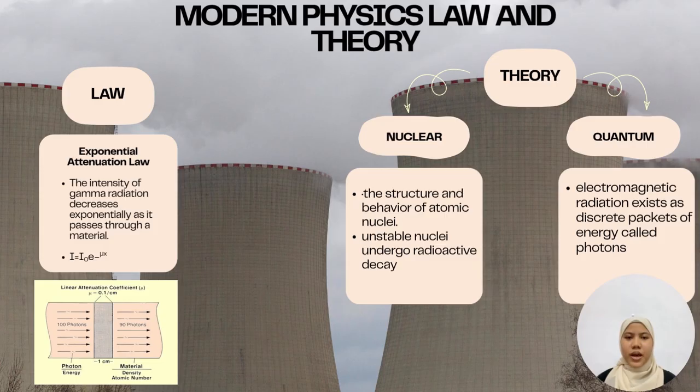Their interaction with matter through processes such as the photoelectric effect, Compton scattering, and pair production determines how much radiation reaches the detector and forms the radiographic image. Overall, the effectiveness of gamma radiography relies on the combined principles of radioactive decay, gamma emission, interaction with matter, attenuation, nuclear theory, quantum theory, and the exponential attenuation law. These modern physics principles allow engineers to inspect the internal condition of materials safely, accurately, and non-destructively.